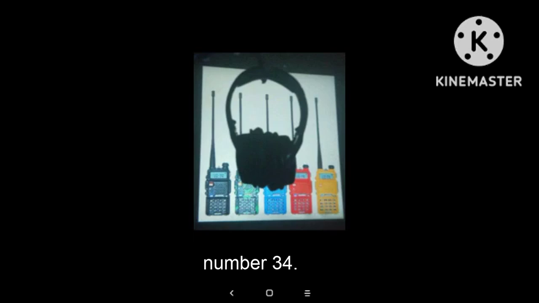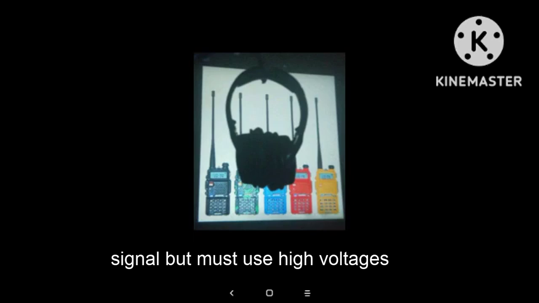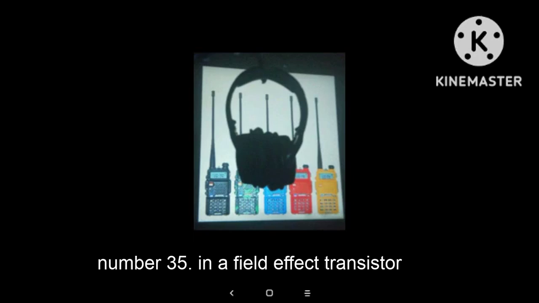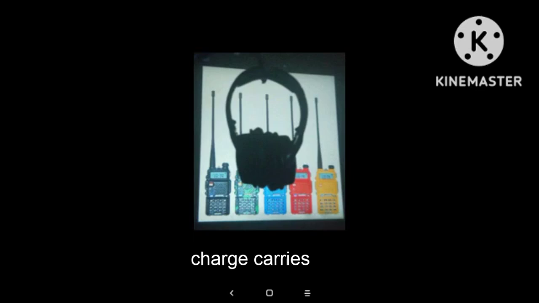Number 34. Which component can amplify a small signal but must use high voltages? A vacuum tube. Number 35. In a field effect transistor, the blank is the terminal where the charge carriers leave the channel.